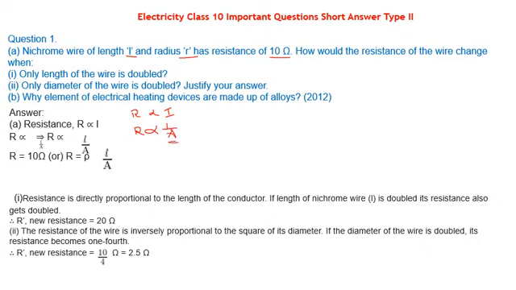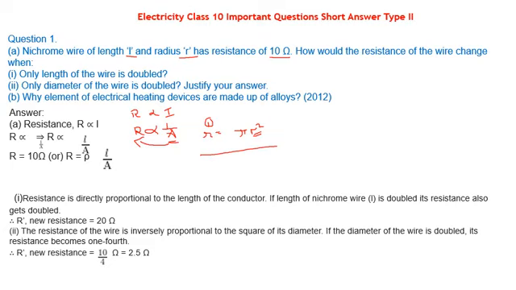Because a wire, we consider it as a circle. So if I increase the R, the area will also increase. Now what is the formula of area? It is pi r square. So if I increase the radius, my area is also going to increase. If area increases, the resistance will decrease. So this is how it is. We have to relate area and resistance, and length and resistance. Let's see the question: when only the length of the wire is doubled.